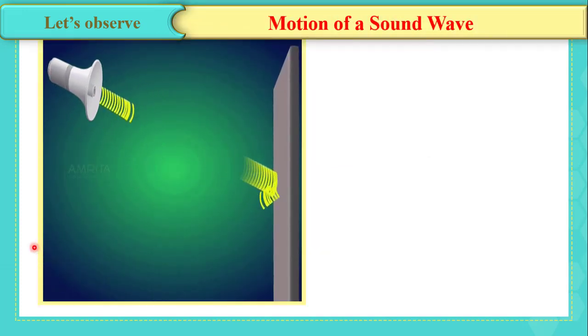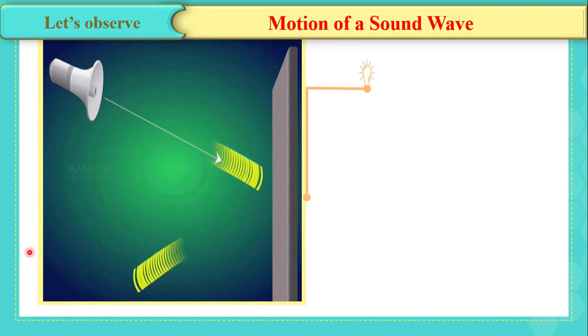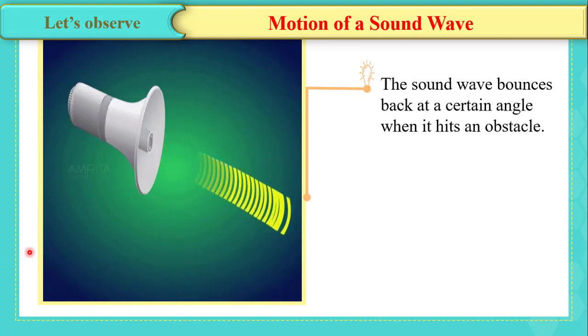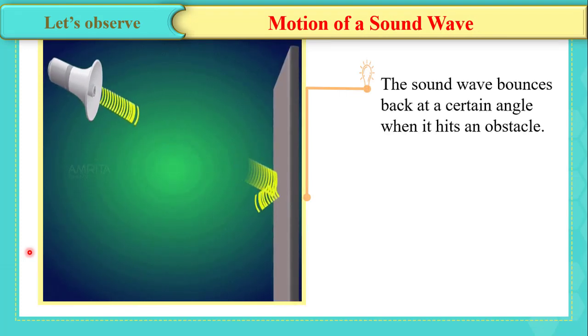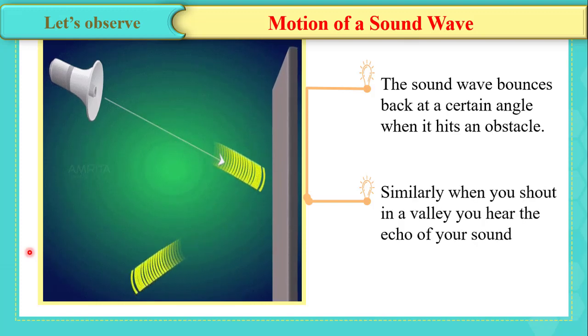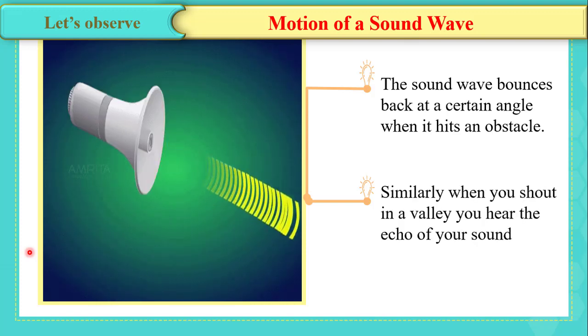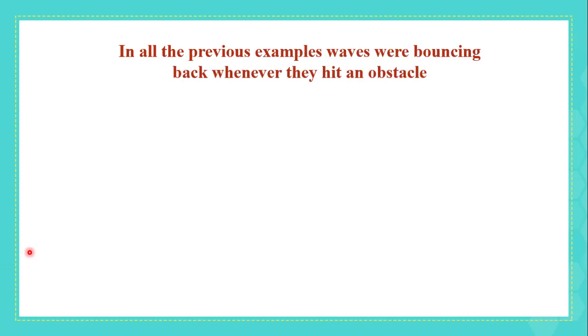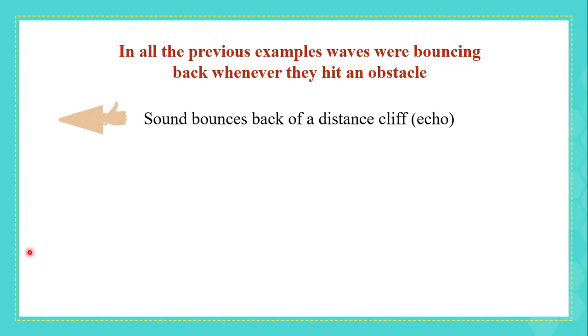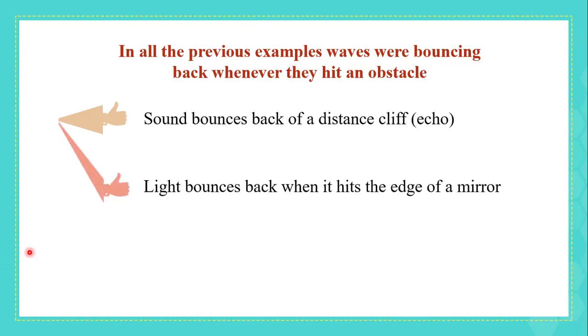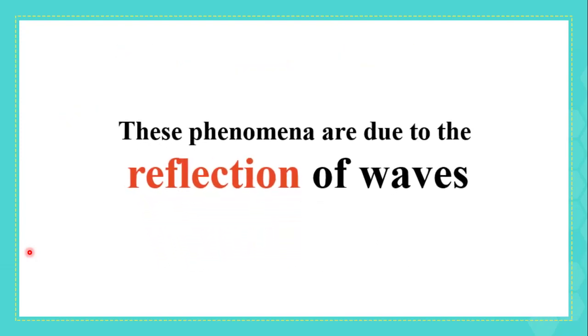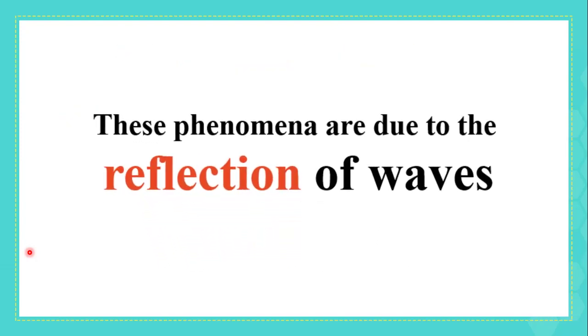In our last example, the sound wave bounces back at a certain angle when it hits an obstacle. Similarly, when you shout in a valley, you can hear the echo of your sound. In all the previous examples, waves were bouncing back whenever they hit an obstacle. Sound bounces back off a distant cliff. Light bounces back when it hits the edge of a mirror. Actually, these phenomena are due to the reflection of waves.